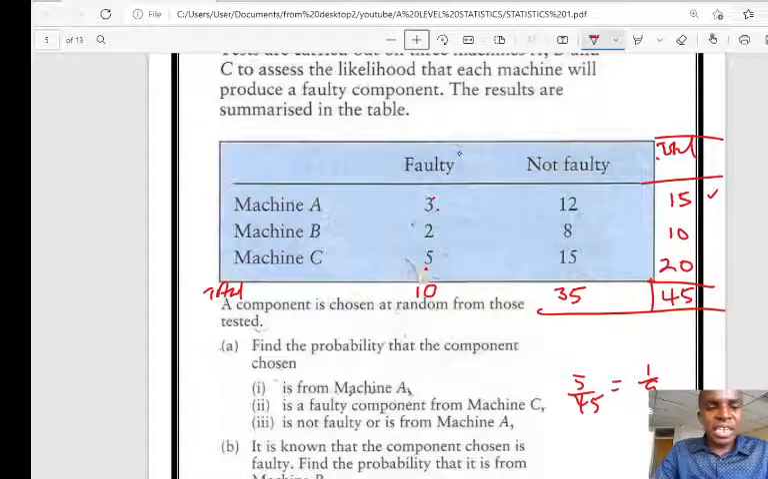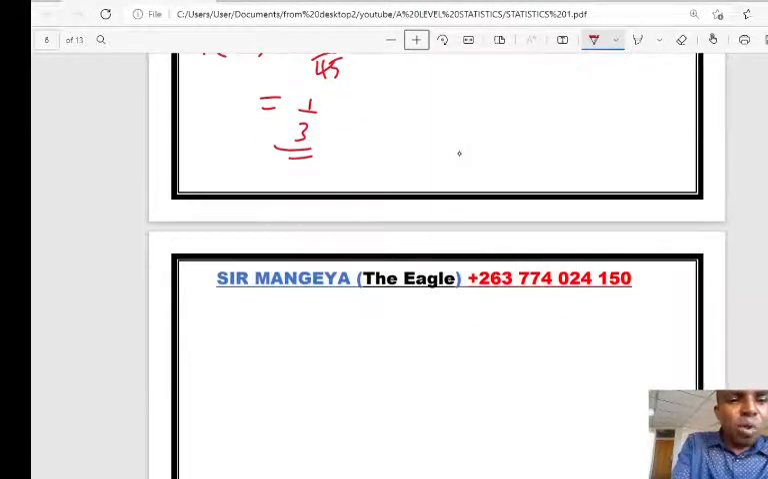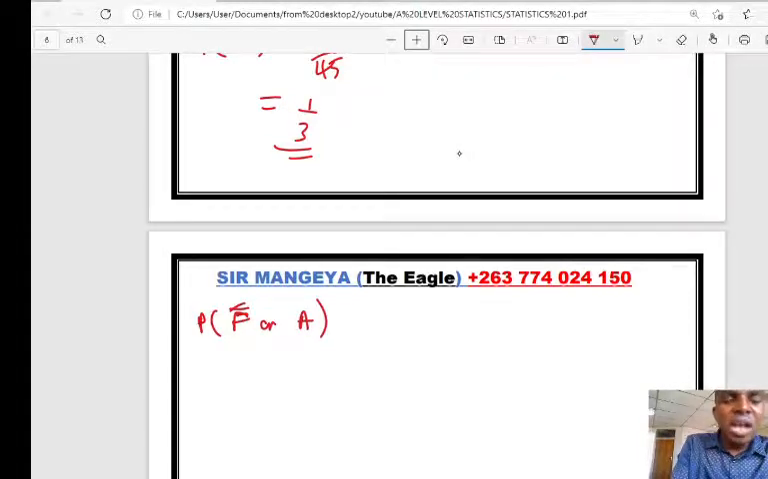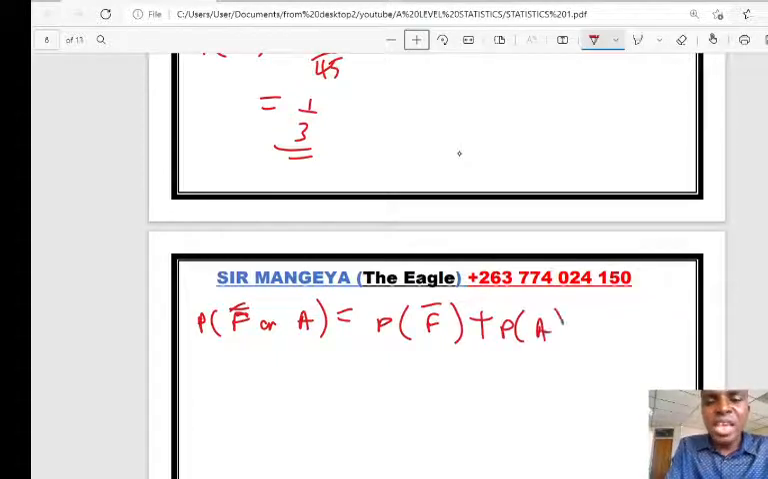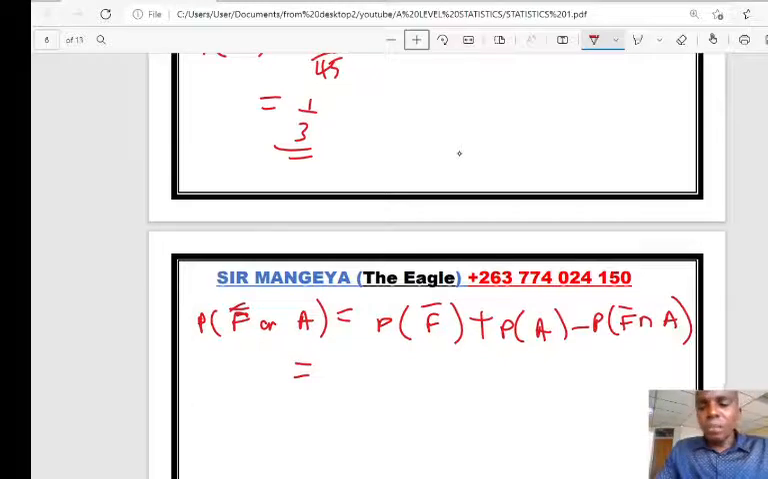Next, item number 3. This one is: not faulty or is from machine A. Right, this one, you write it like probability of not faulty, which means F bar, not faulty, or from machine A. So F bar means not faulty, and machine A. So you say probability of not faulty plus probability of machine A minus probability of not faulty and machine A, intersection machine A.